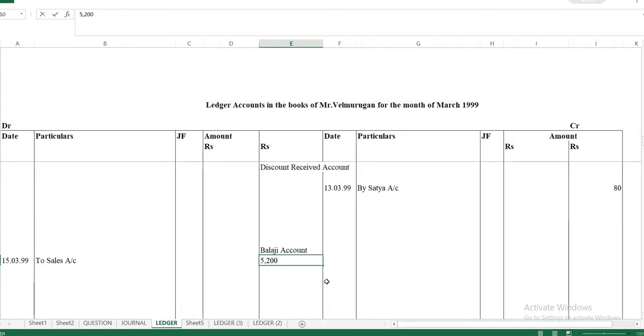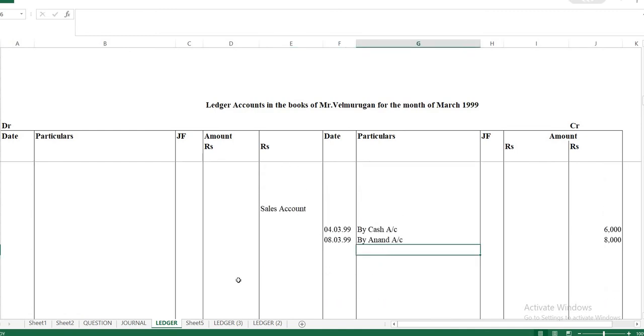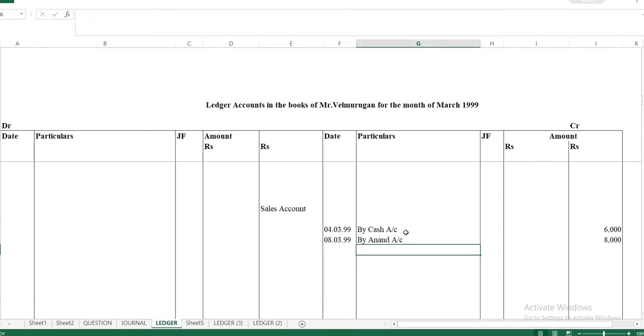Okay, and sales account, where you opened it, you just see before this where you opened sales account, no need to open separately. In sales account, what you have to do is mention by Balaji account on the credit side. By Balaji account, the amount 5200, that amount you make over here, and on 15th March it has taken place, and then you mention it like this. Okay, and moving to the next one.